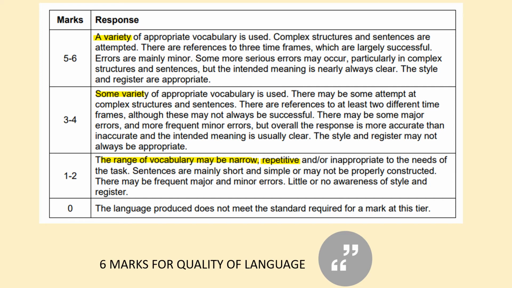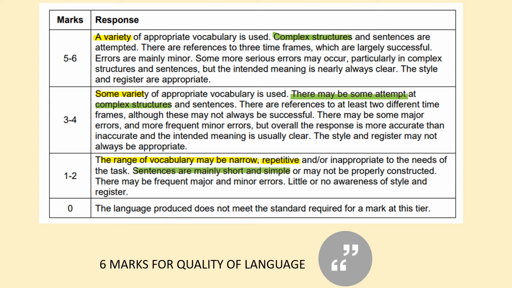Instead of just saying j'aime all the time, you might say some things like je préfère, or j'apprécie, or j'ai une passion pour. So you're using a variety of different ways of saying the same thing, okay? The other thing that's really important in the quality of language box is complex structures. There may be an attempt at complex structures. And this one is sentences are short and simple.